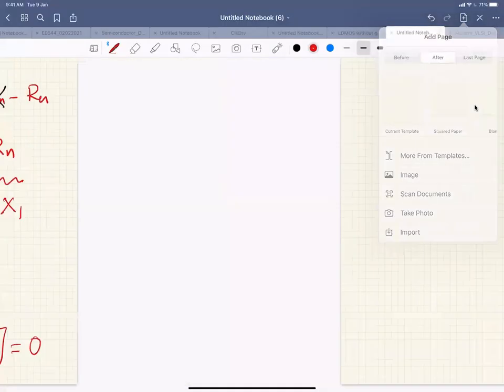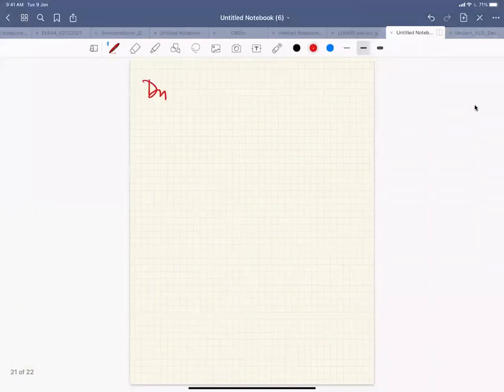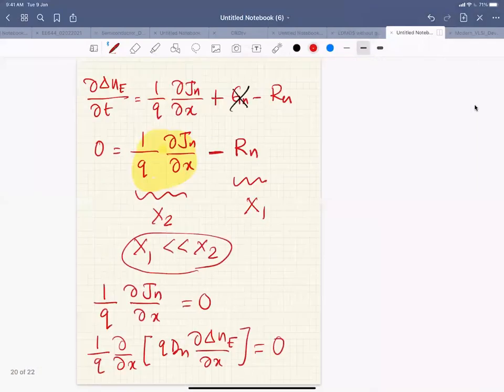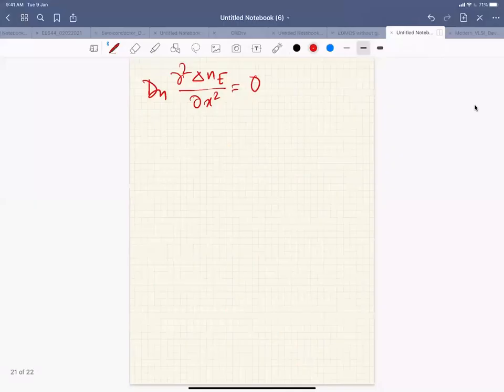Then I could write this as Dn, q cancelled, del squared Ne by del x squared equals 0. I could easily solve this equation, right? The moment I neglected Rn, I have not put it to 0. I just made the approximation that x1 is less than x2. So this equation becomes simple, that means del squared Ne by del x squared equals 0.